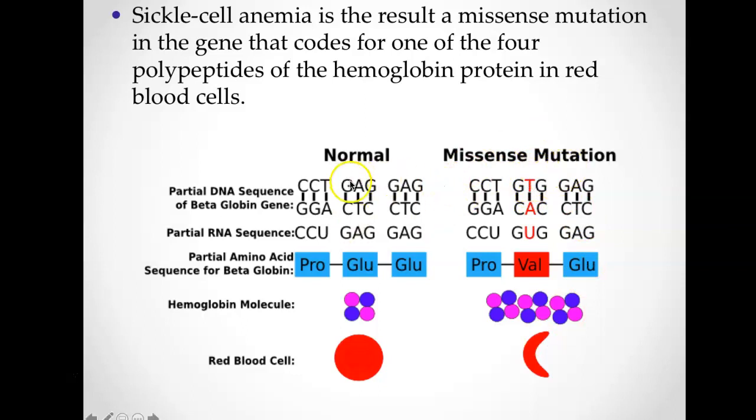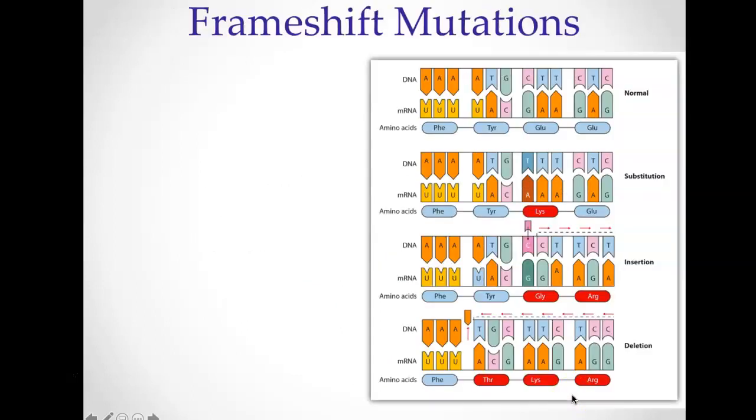And so what was supposed to be, this is normal, GAG, the accident is GTG. RNA is supposed to be CTC, but the accident causes the RNA to be CAC, and instead of glutamine, you get the amino acid valine, and that totally screws up the folding, which results in a completely misshapen red blood cell.